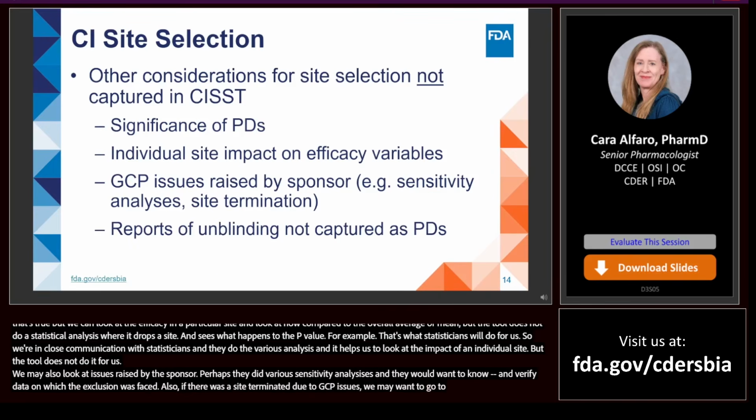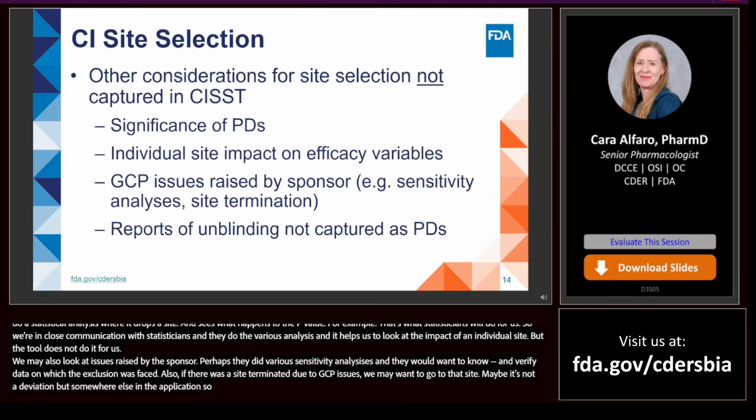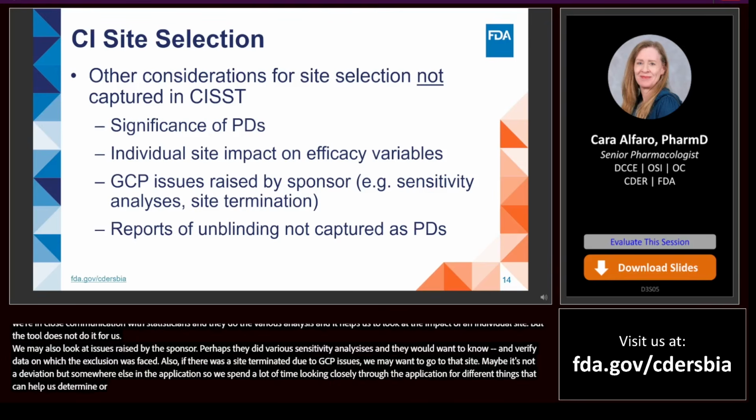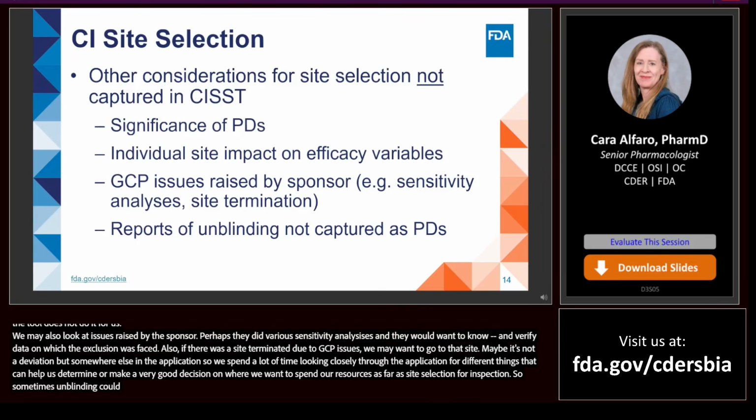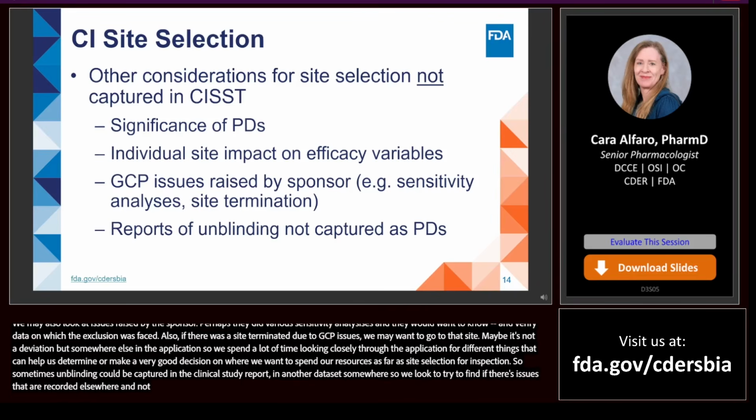And sometimes we look at unblinding that is not captured as a protocol deviation necessarily. It may be somewhere else in the application. So we spend a lot of time looking very closely all through the application for different things that may help us to make a very good decision on where we want to spend our resources as far as site selection for inspections. So sometimes unblinding could be captured in a clinical study report. It could be in some other data set somewhere. So again, we look to find if there are other issues that are recorded elsewhere and not captured in protocol deviations. And that does assist us with making that decision about inspections.